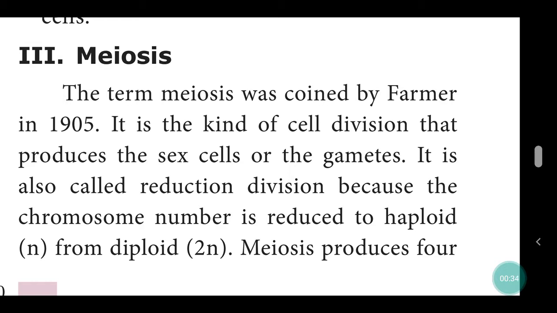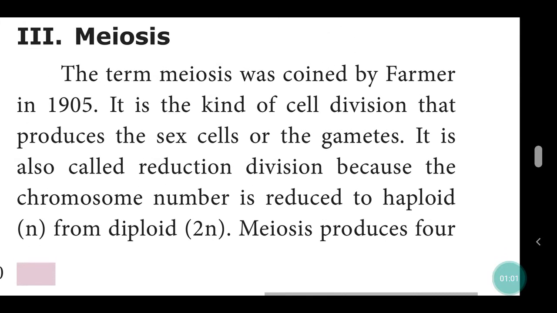It is a very important point. It is a kind of cell division that produces the sex cells. Sex cells: sperm, egg. In male, the sex cell is sperm. In female, the sex cell is the ovum. Sex cells are gametes. Male sperm, female ovum, collectively called gametes. Sex cells have another name, only gametes.